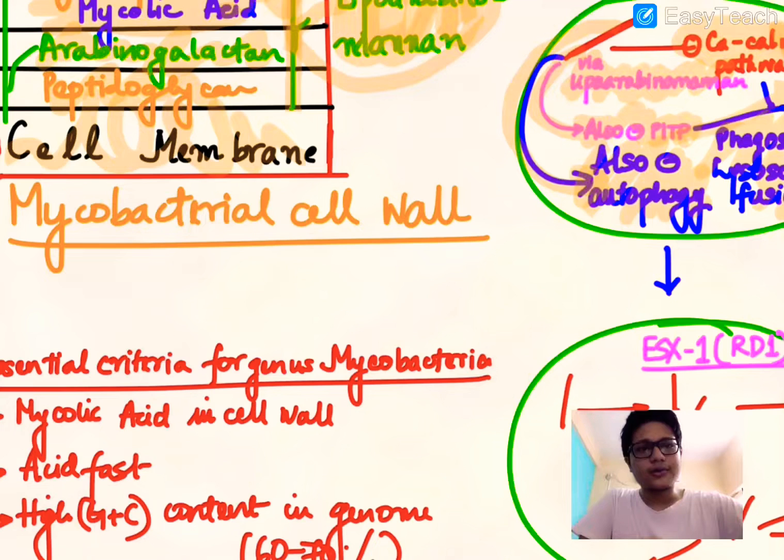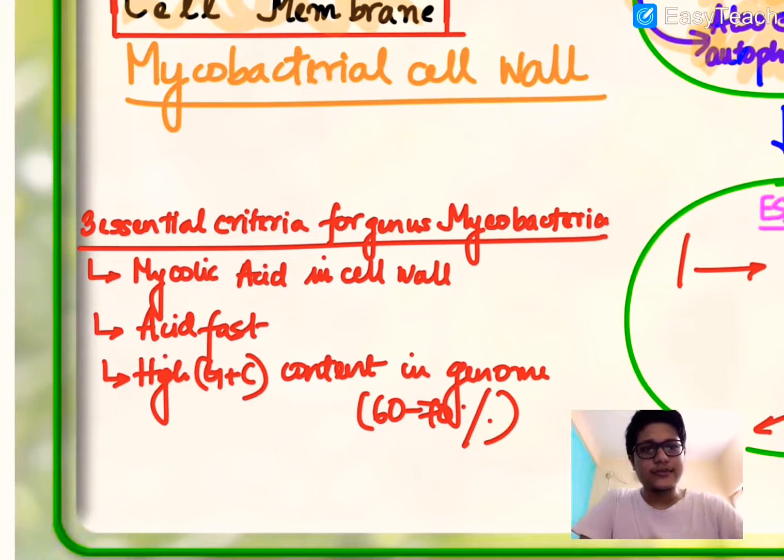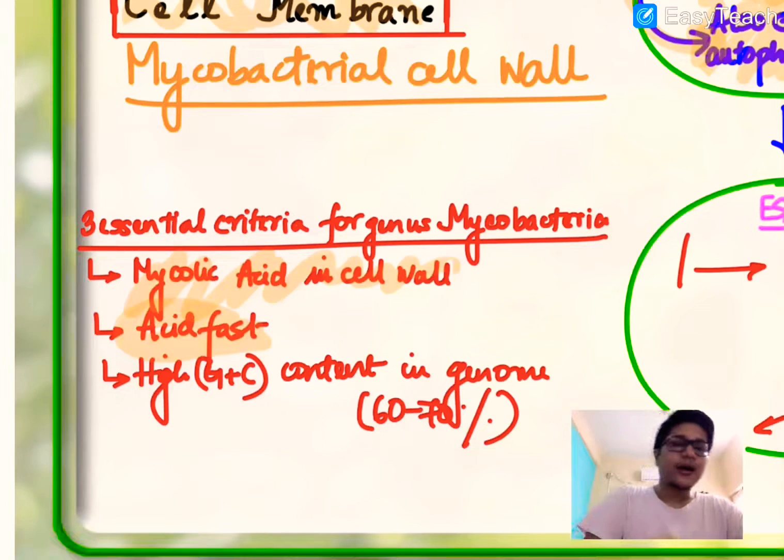And since we're talking about cell wall, I'll just mention briefly what the three essential criteria are that a bacteria needs to fulfill to be included in the Mycobacterial genus. One is that they should have mycolic acid in the cell wall. Next is they should be acid fast. What is acid fastness and how do we use it in microbiology? I'll discuss it in the second video.